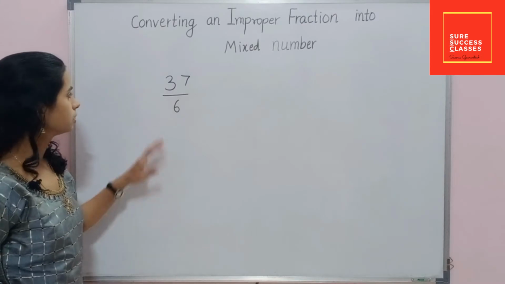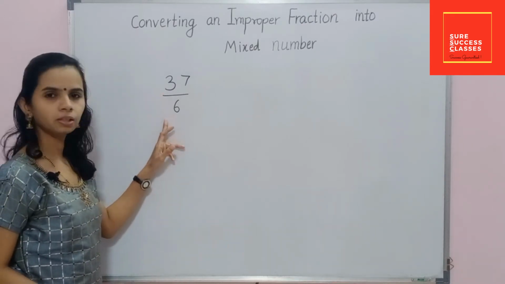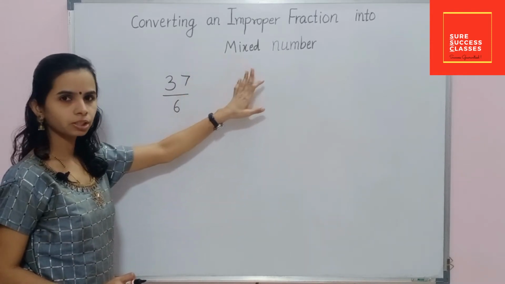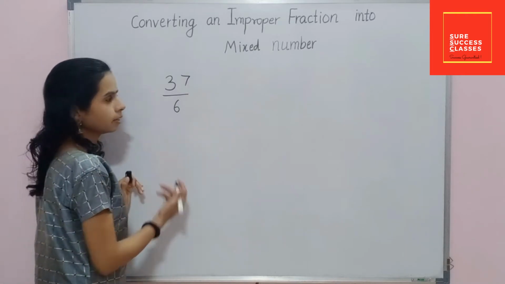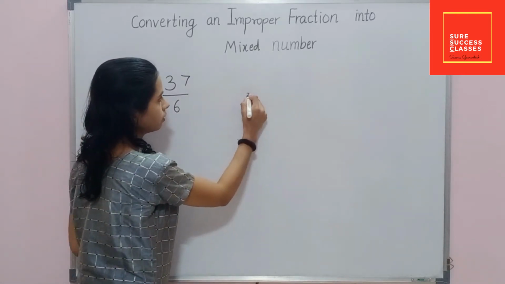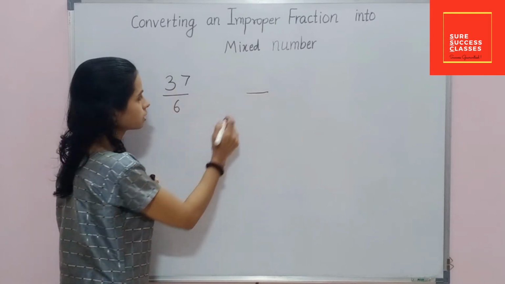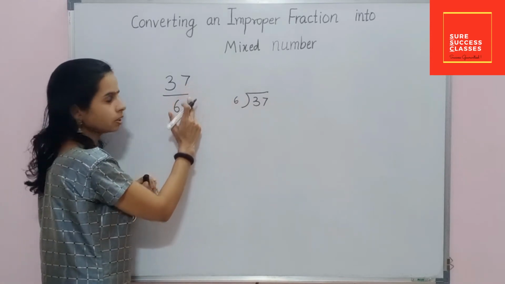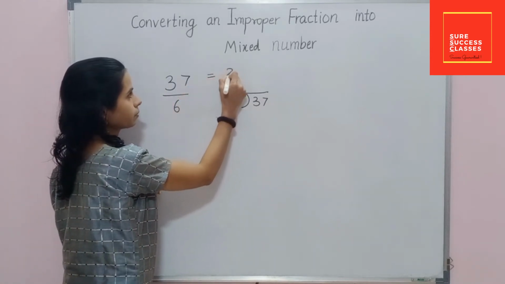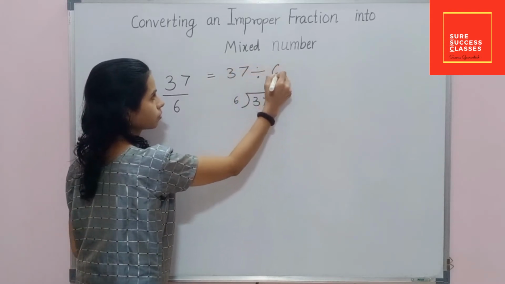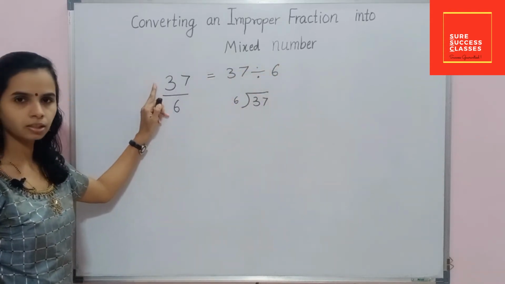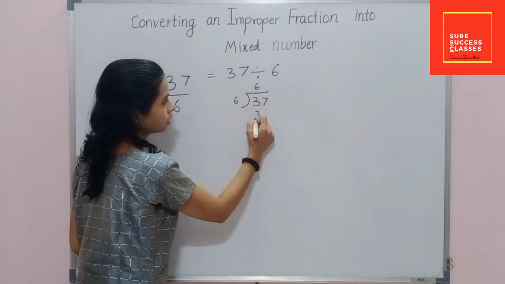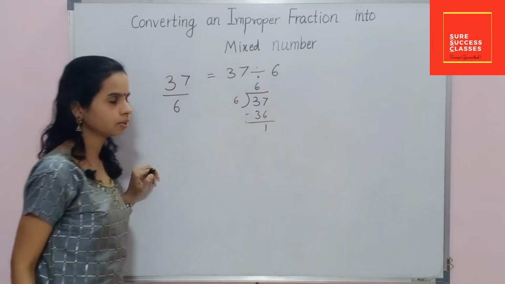For example, this improper fraction is 37 by 6 and here we have to convert this improper fraction into mixed fractions. At that time we will divide this 37 by this 6. We can write this 37 divided by 6 in this way. This is also, we can write it in this way and in this way also. So 6 6s are 36 and 1 is remainder.